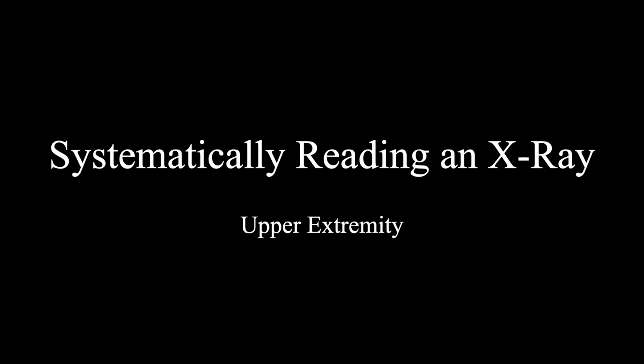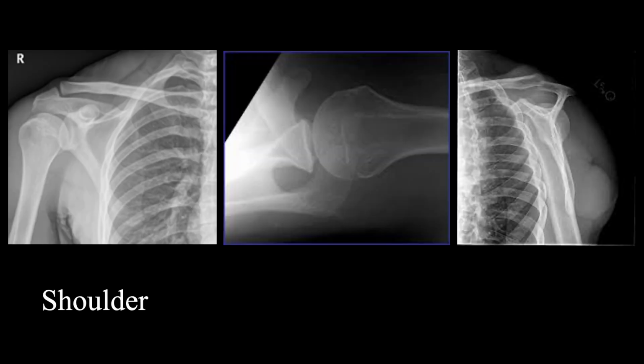So now we're going to go more into systematically reading an x-ray. This goes by the first tip: pick a system, pick a certain way of doing it and stick with it. So we're going to go over some of the upper extremity first, just how I learned how to do it. You don't have to do it this way. However, this is how I learned, so you can stop listening now if you'd like. But again, pick a system that works for you and stick with it.